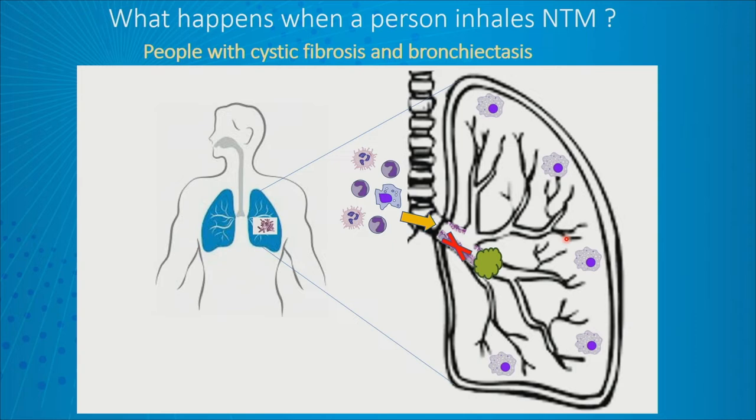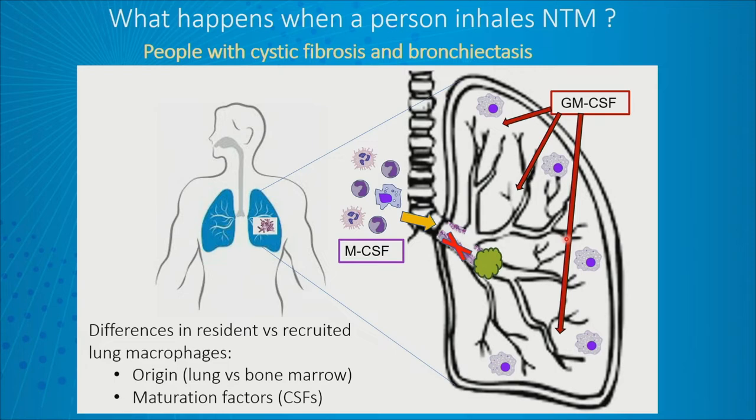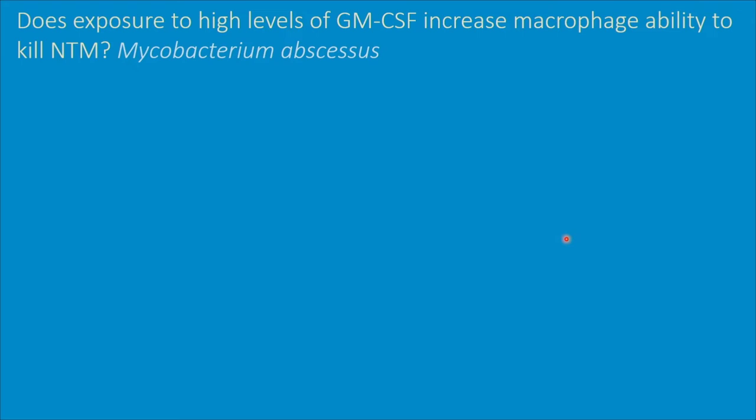So now you have this dichotomy between healthy people and people with CF in terms of the macrophages. The resident and recruited cells are different, not only in their origin, but also in the maturation factors they're exposed to, or the colony-stimulating factors. Resident airspace macrophages are unique in the human body in that at homeostasis, they are matured and bathed in high levels of the cytokine GM-CSF, or granulocyte macrophage colony-stimulating factor. This is in contrast to pretty much every other macrophage in the body, and the macrophages coming out of the blood, blood is a compartment with low GM-CSF, are primarily matured in MCSF, or monocyte colony-stimulating factor. So this led my lab to ask a basic question. Does exposure to high levels of GM-CSF increase macrophage ability to kill NTM?